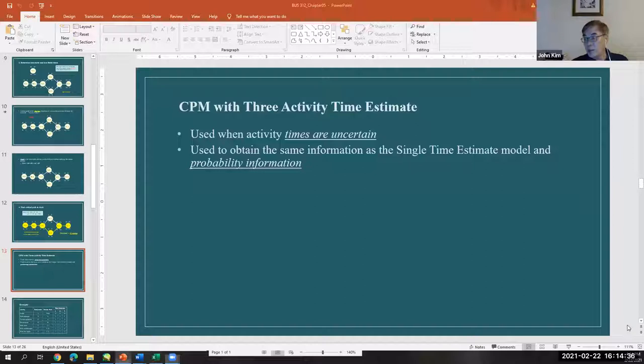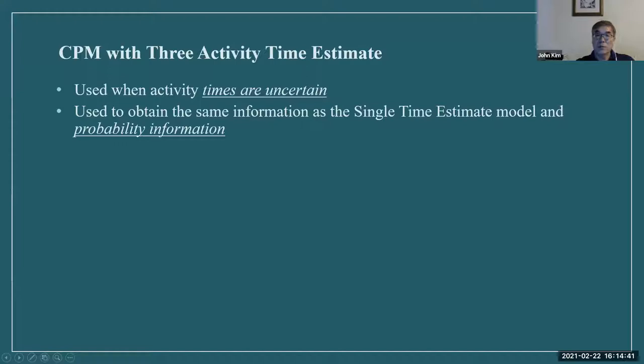Okay, next one, critical path method with three activity time estimates. Earlier, a single activity time. If activity time is certain, then we don't need further action. But in the real world, time looks like a certain time, but sometimes it is delayed. Sometimes it can finish early.